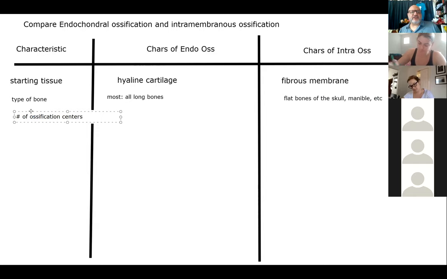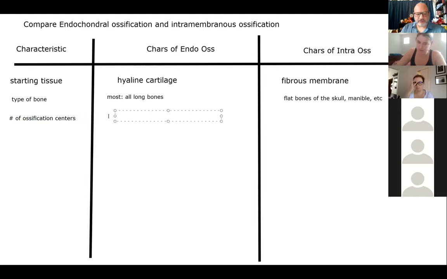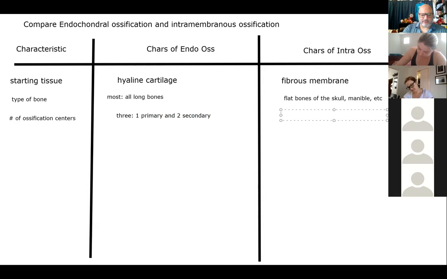How many ossification centers total do we have in endochondral ossification? Three. All right, one primary and two secondary. How many do we have in intramembranous? Many. Lots. I like that, lots. Perfect. Excellent.